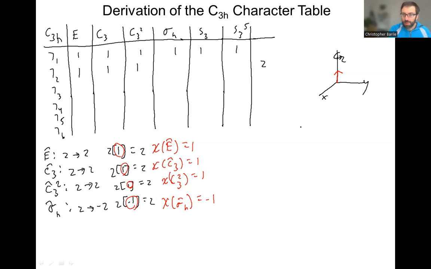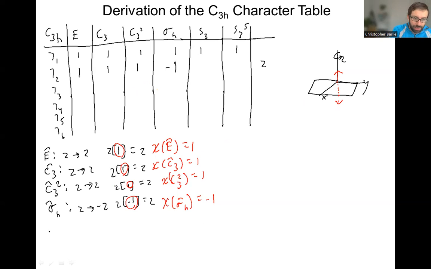Let's think about this. Remember, sigma h is a horizontal mirror plane. So it's perpendicular to the rotation axis, and because of that, it's in the xy plane. And so that z vector is lying above the mirror plane. It can look at itself in the mirror plane and reflect down below. So we're going to get a -1.